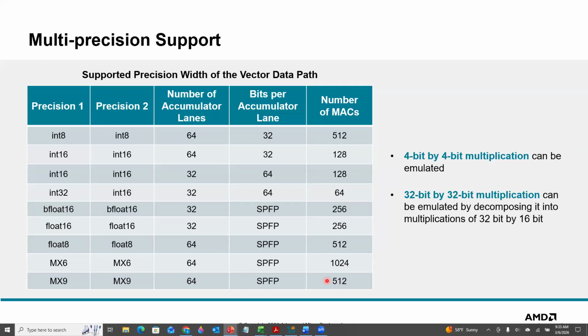Now, another caveat, and this is really, really interesting. So what about doing 32-bit data types? We can still do that. So let's say if I want to do a 32-bit by 32-bit multiplication, it basically gets emulated by decomposing into multiplications of 32-bit by 16-bit. So there is still support for you being able to do full-on 32-bit operations here, but that is not the native mode anymore. It can be emulated. And this is where things are heading.